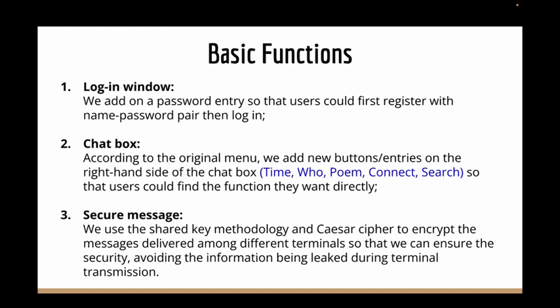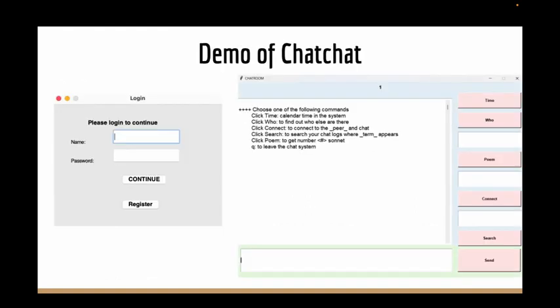Then, regarding the original interface, we add a list of new buttons and entries on the right-hand side of the chat box. Users could click on the button or type in what they want to achieve according to the menu and instructions. And finally, we apply the shared key methodology and Caesar cipher to encrypt the messages delivered among different terminals so that we can ensure the security, avoiding the information being leaked during server transmission. So now let's take a look at the demo for our project.